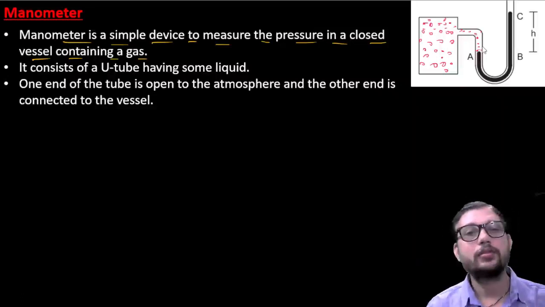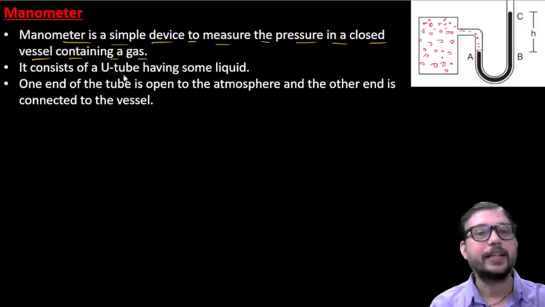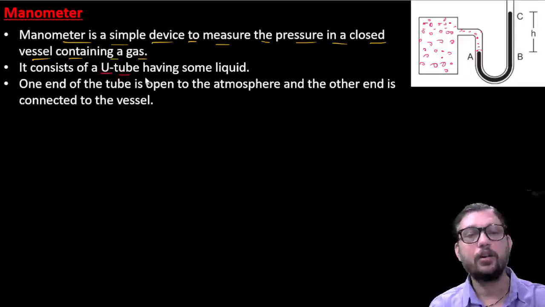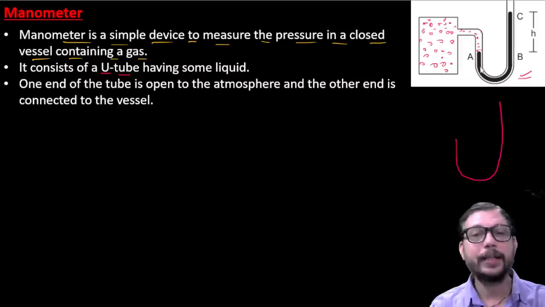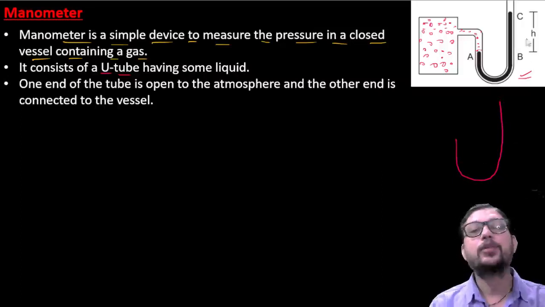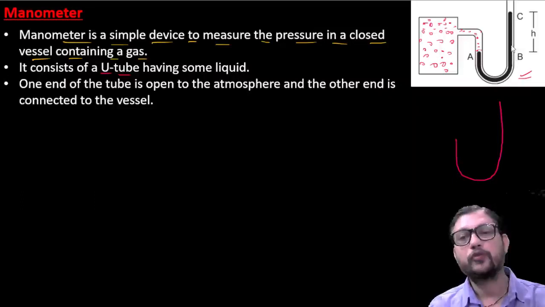Now we have a U tube, a tube in the shape of U. You can see this is your U-shaped tube. It starts from A, then passes through B, then C. So this is a U-shaped tube, and in that tube there is a fluid, which is shown in black color.